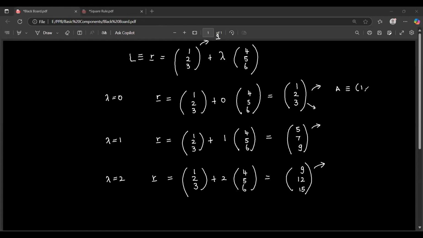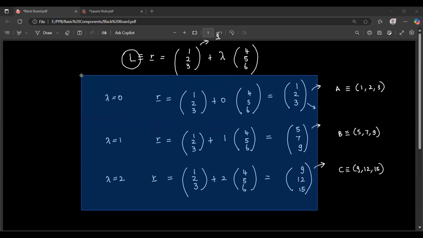Point A is (1, 2, 3), and point B is (5, 7, 9). Point C is (9, 12, 15). These points lie on the line L. That's the idea. Okay. So by using this, you can actually rewrite the equation.